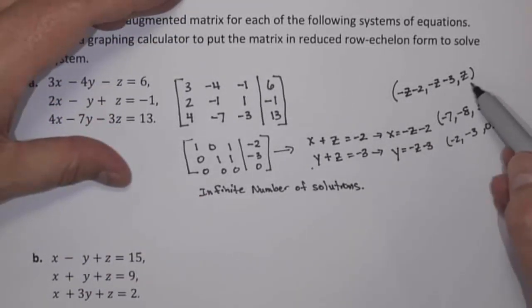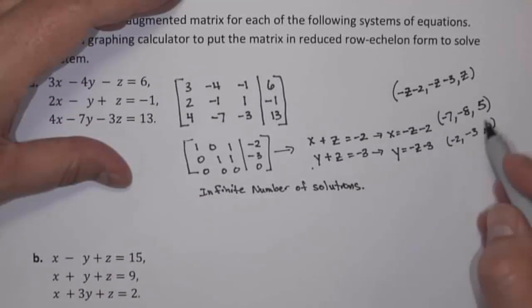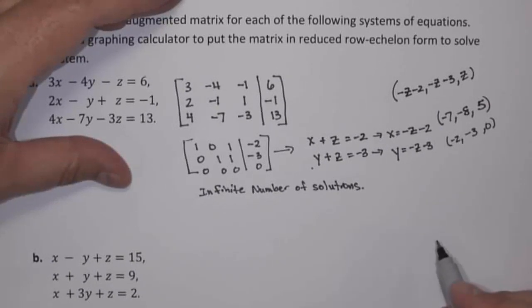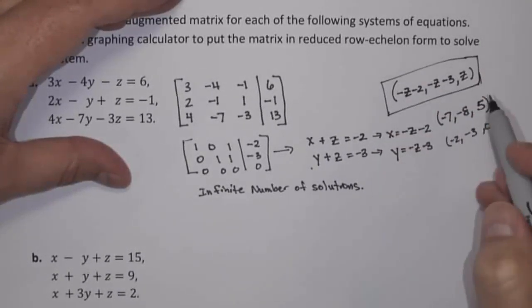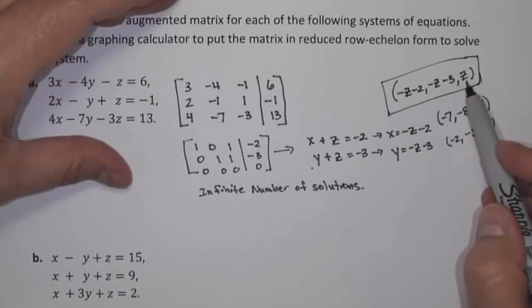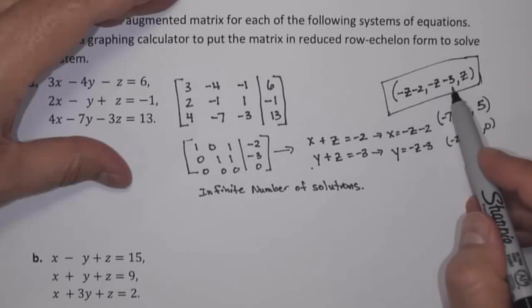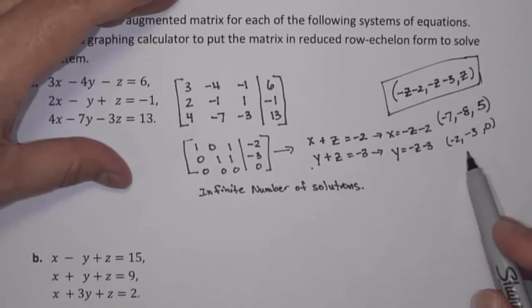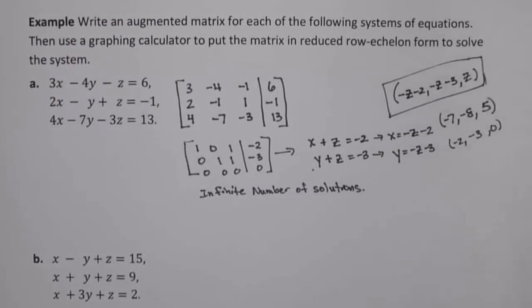And I could do this all day. Pick different values for z and figure out what x and y have to be, and there would be an infinite number of possibilities. So here is our solution. There's an infinite number of solutions, and they would have this form: negative z minus 2, negative z minus 3, z. And then here are a couple of those infinite numbers of solutions. Let's take a look at B.